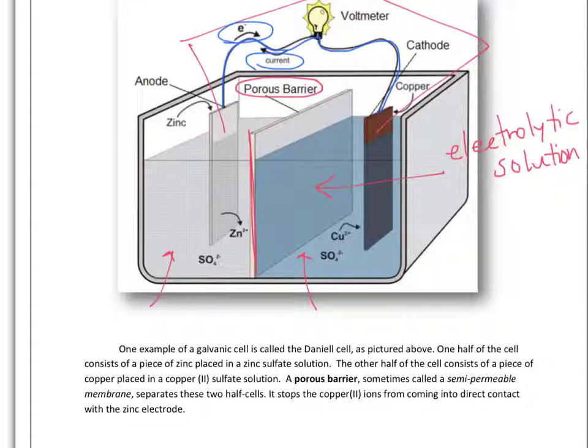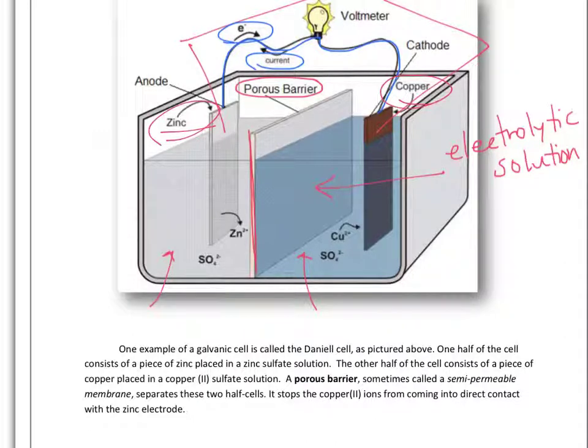One particular example of an electrolytic or galvanic or voltaic cell is called the Daniell cell, and that's the one that's in the picture. Note that a Daniell cell is not an alternate word for galvanic, voltaic, or electrochemical cell, but it's a specific type. It has to include the zinc and the copper. That is the Daniell cell.